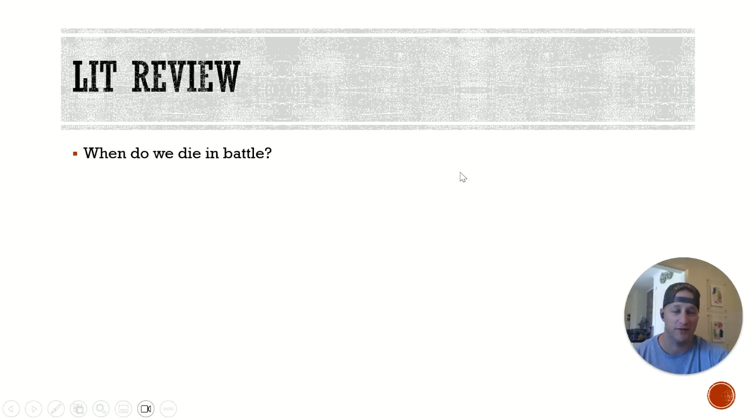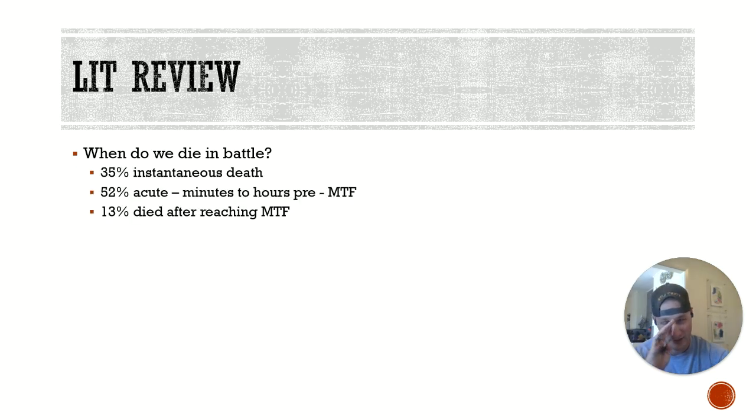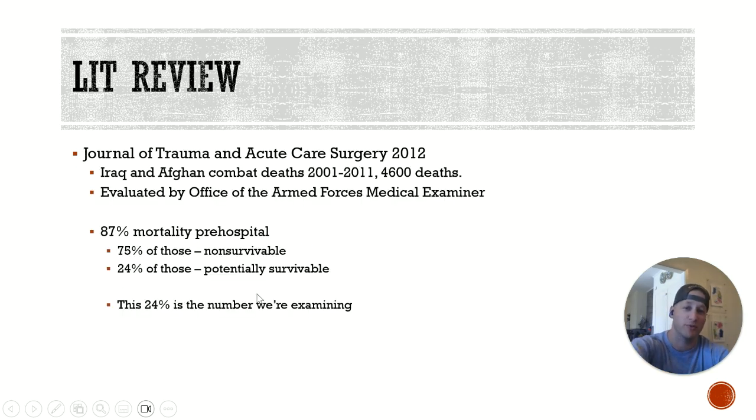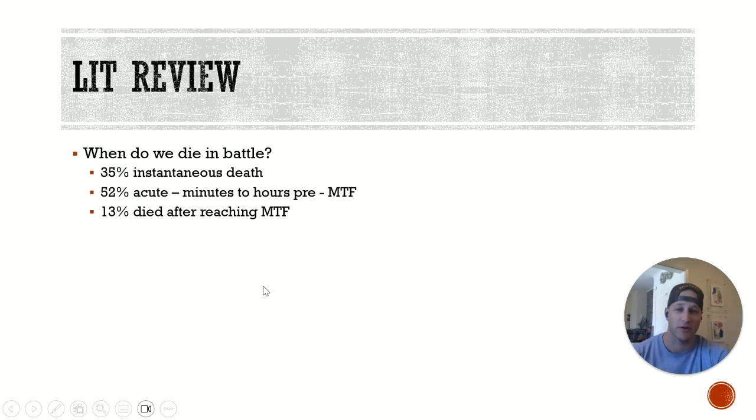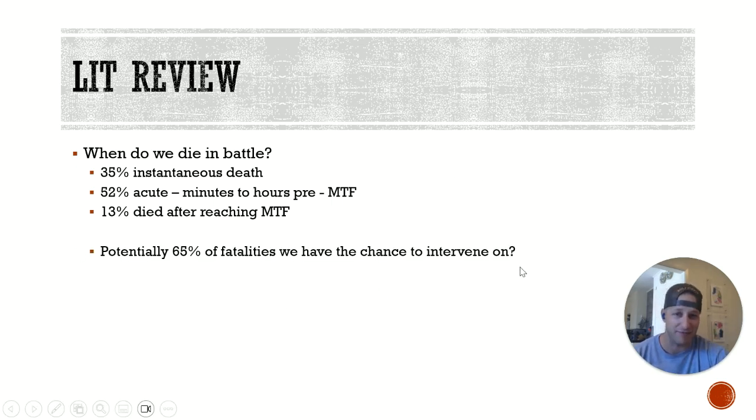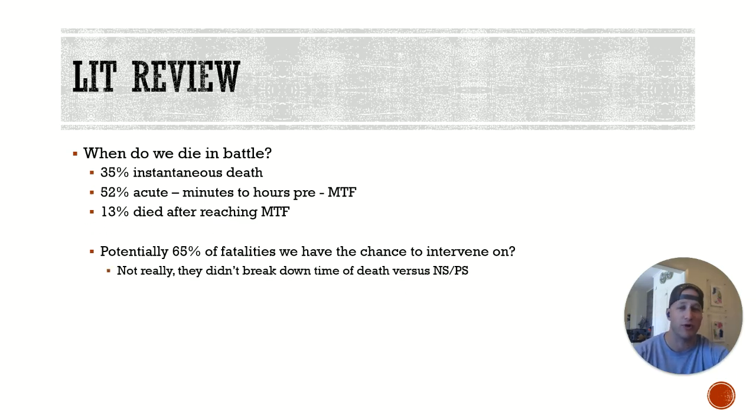If you go into the nitty-gritty of this paper, it actually even goes into the time frame of death on the battlefield. I don't know if this is a reassuring phenomenon if you were to die a combat death, but 35% is instantaneous death. Maybe a nice way to go. 52% is acute, minutes to hours pre-hospital. And then really only 13% of these people that died, only 13% of this 24%, if you want to think of it that way, that's not quite how the stats work, died after reaching a treatment facility. So most people are dying in the pre-hospital phase. Potentially 65% of these fatalities we have a chance to intervene on. That's this 52 plus 13. Not quite. They didn't really break down the time of death in non-survivable versus potentially survivable injuries, but there is a large percentage, basically over a third, that is instantaneous death. There's not anything anybody can do about that.